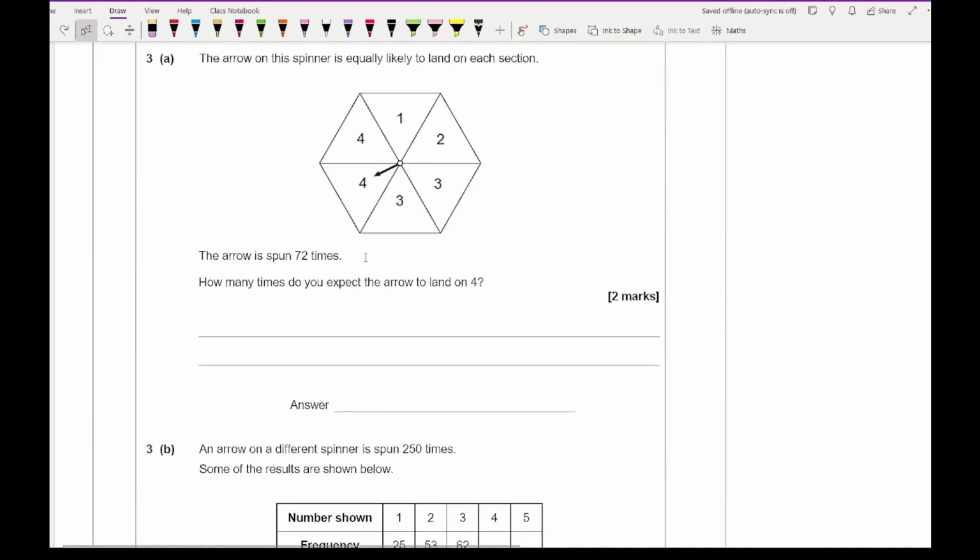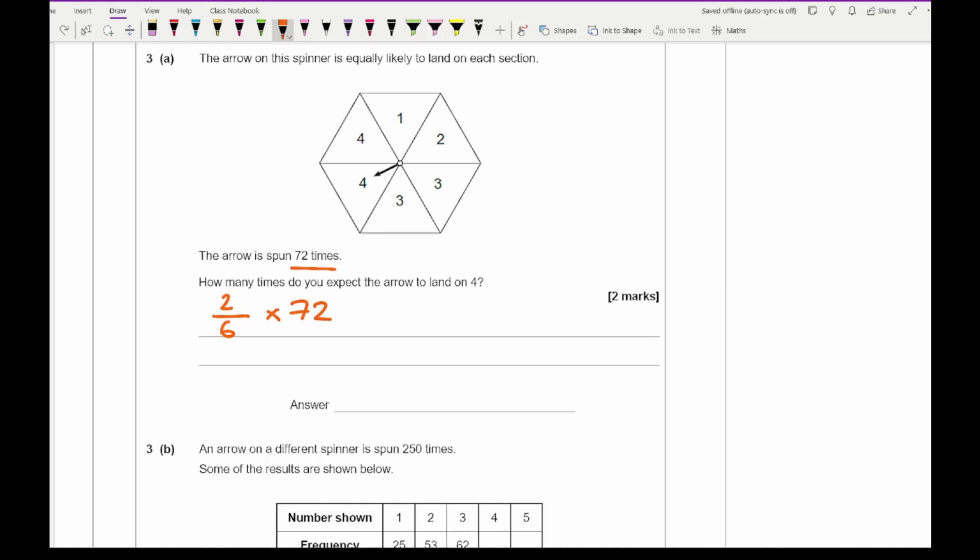Moving on to question 3a, it says that an arrow on this spinner is equally likely to land on each section. The arrow is spun 72 times. How many times would you expect the arrow to land on a 4? So here this is looking at relative frequencies. The probability of landing on a 4 is going to be 2 out of 6. And then we need to multiply that by the number of times it's spun, which is 72.